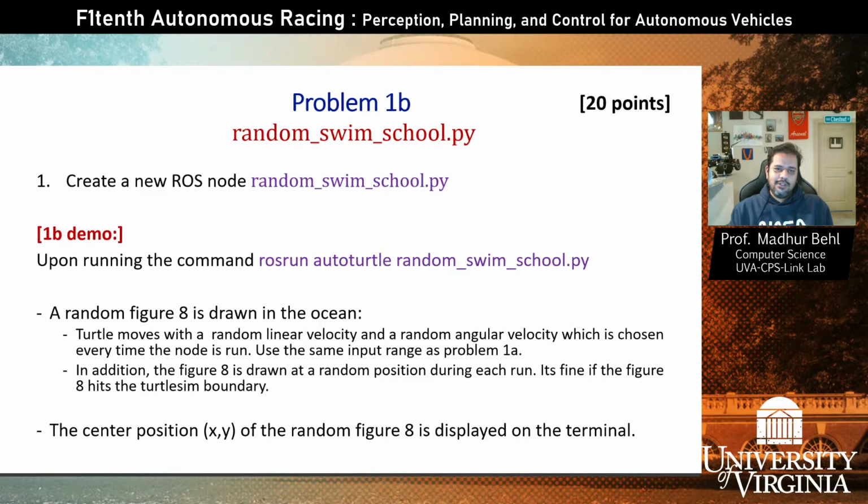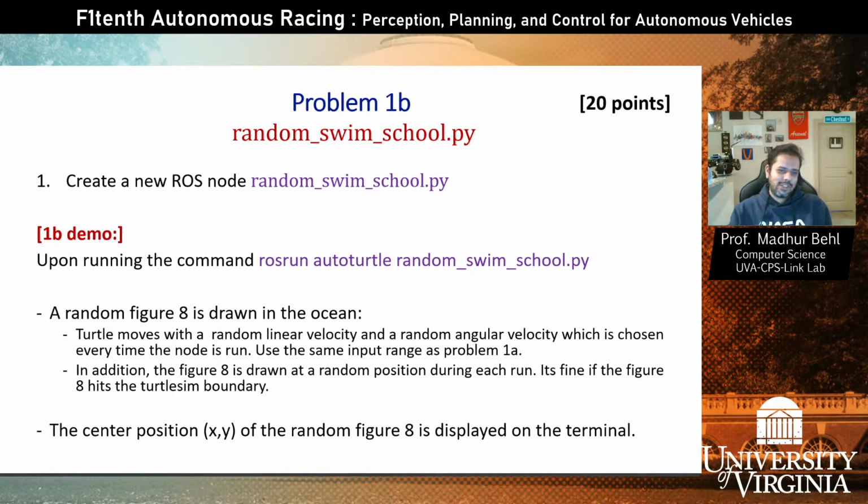In addition, not only are the linear and the angular velocity random, the center or the starting point of the figure eight itself is at a random position in the entire ocean, right? Because it is random, it could spawn even close to the edges. That's all fine. If during the swim the turtle hits the edge of the ocean, that's fine. You won't be penalized for that. But what we are looking for is a random starting position and a random angular and linear velocity, which will lead to different kinds and variety of figure eights.